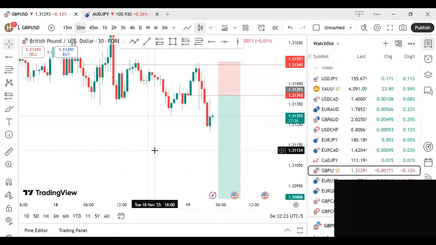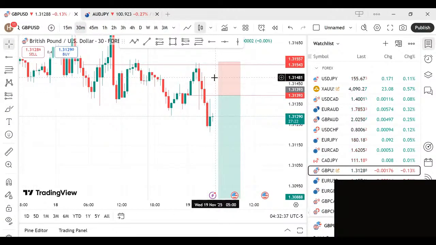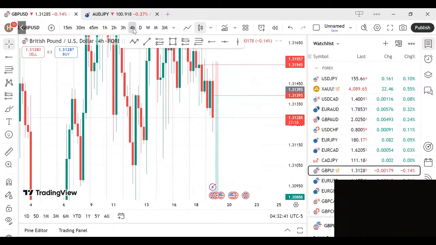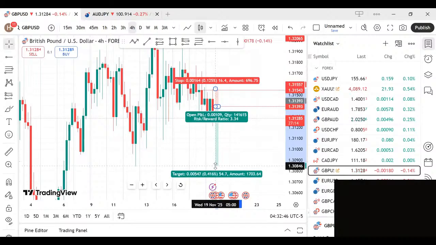And why am I taking my entry from there on 30 minutes? I've had a breakout to the downside on 30 minutes. My liquidity has already formed, which is this particular candle. So I'm expecting price to tap into this level and sell. So where am I going to sell to? Let's check it together. Yeah, I can sell to this level.